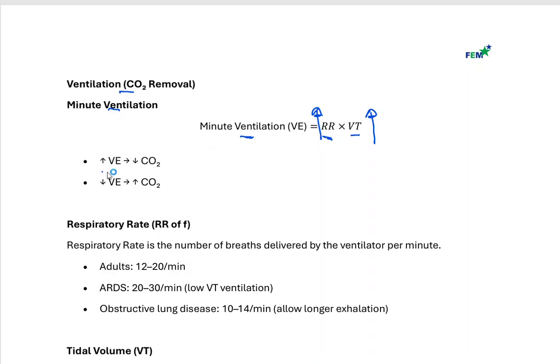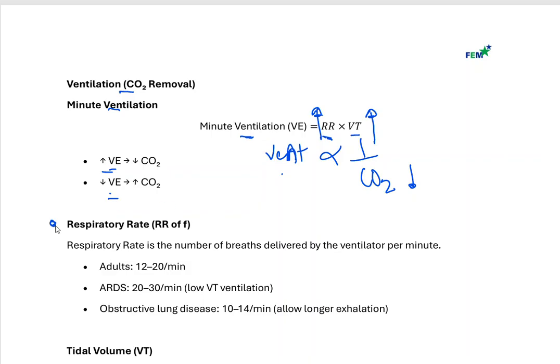And if you increase minute ventilation, like we mentioned earlier, ventilation is inversely proportional to CO2. So if you increase the minute ventilation, that will decrease your CO2. If you decrease minute ventilation, that will increase CO2. So whenever you increase ventilation, that's hyperventilation. If you decrease minute ventilation, that's hypoventilation.